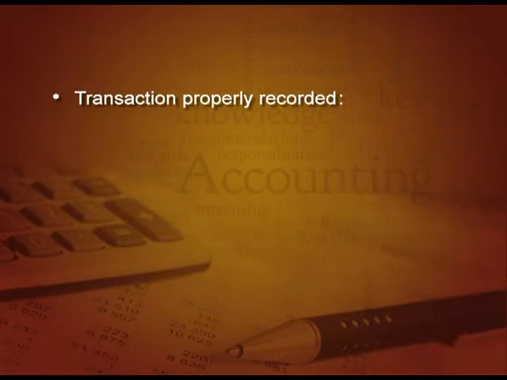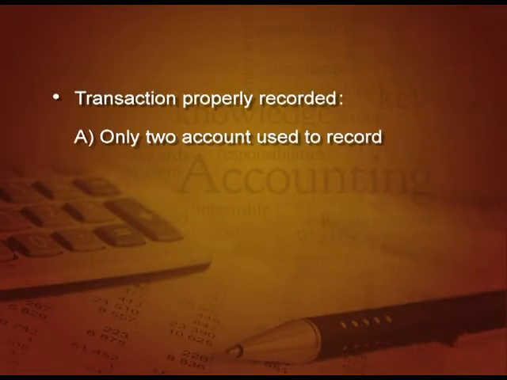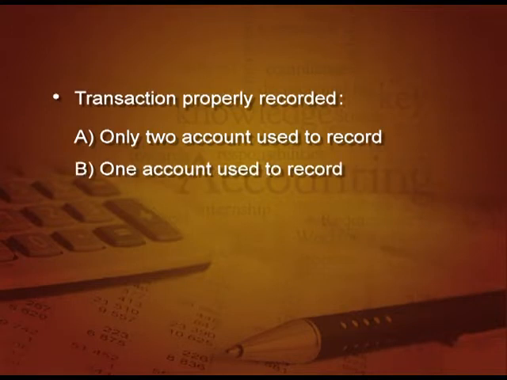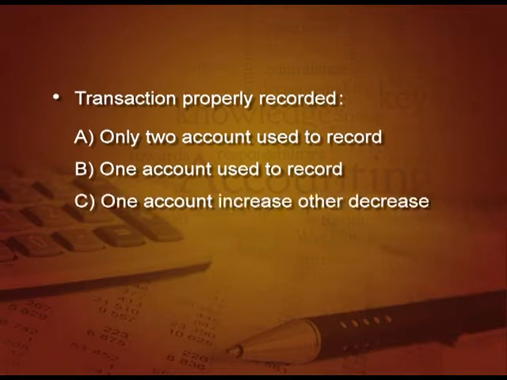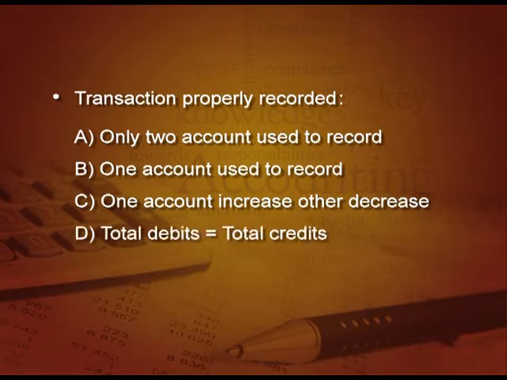Yes, the next question is transactions properly recorded. A. When only 2 accounts are used to record. B. When 1 account is used to record. And C. 1 account increases and the other decreases. And total debit is equal to total credit. Yes, the right option is D, because as we have told you in accounting equation, all the debits are equal to all the credits.